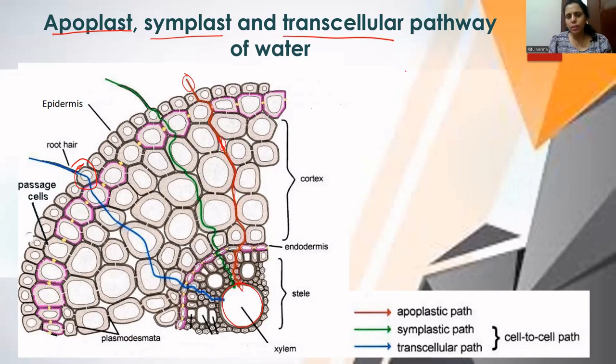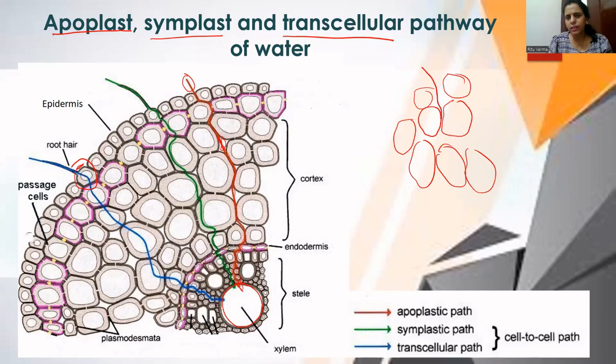So in the apoplast pathway, cortex cells are present, and in between these cortex cells we have intercellular spaces. This water moves through these intercellular spaces. That means this water does not get inside the cell. It does not enter inside the cell. It only moves through the intercellular spaces and then reaches the xylem tissue. So this happens in the apoplast pathway of water movement from the root hair cell to the xylem.